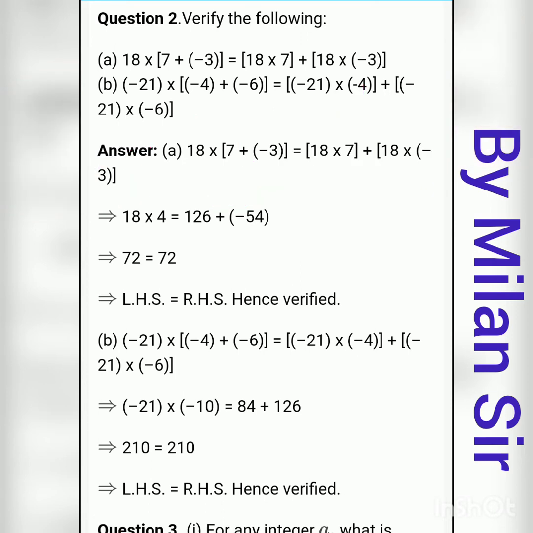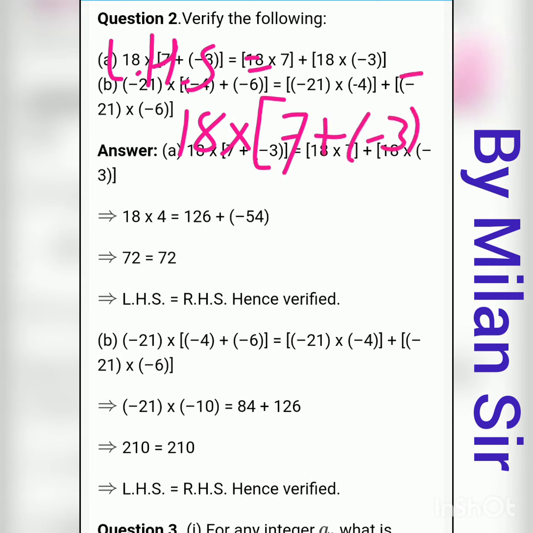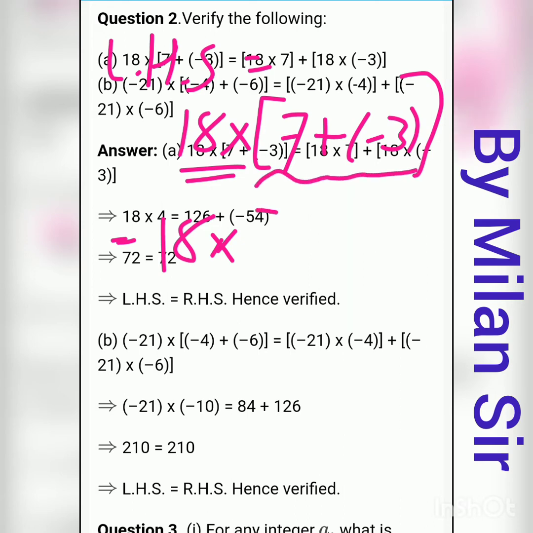So first of all, the left hand side: 18 multiply 7 plus minus 3. Here we do not need to apply the property. We need to simplify the brackets. So the 18 and the multiplication sign remain as they are. First of all, we need to solve this bracket. In the bracket our first number 7 stays as it is.